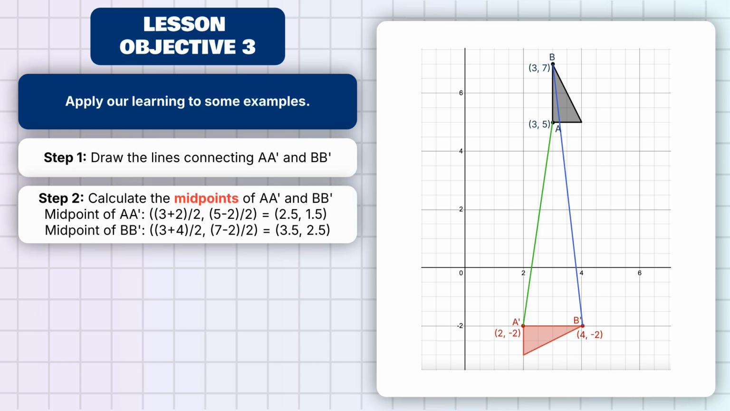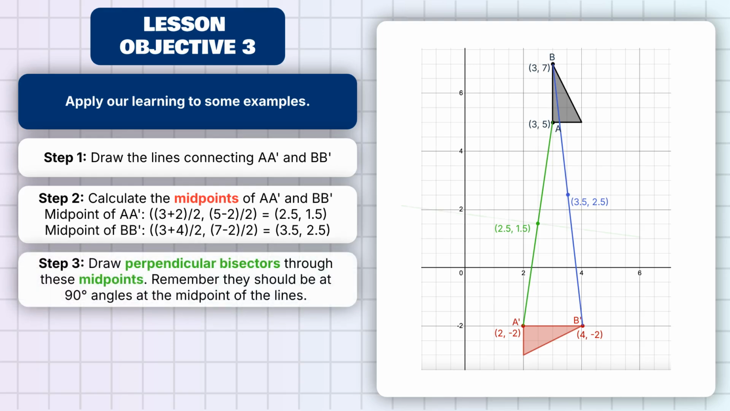To find the midpoint of A and A prime, we need to do 3 plus 2 divided by 2 to find the x-coordinate of the midpoint. This gives us 2.5. We then add the y-coordinates together, so 5 minus 2, and divide this by 2. This gives us a y-coordinate of 1.5. Therefore, we have found the midpoint of A A prime. We now do the same for B and B prime. For the x-coordinate, we add 3 and 4, then divide by 2 to find 3.5. For the y-coordinate, we do 7 minus 2 divided by 2, which gives us 2.5. Therefore, we have found the coordinates of the midpoint of B B prime.